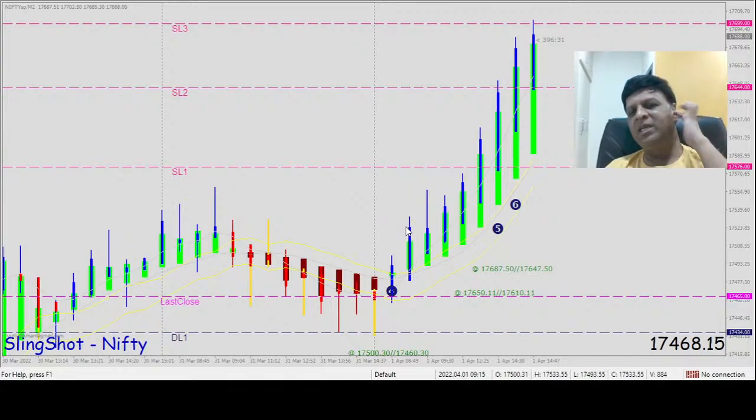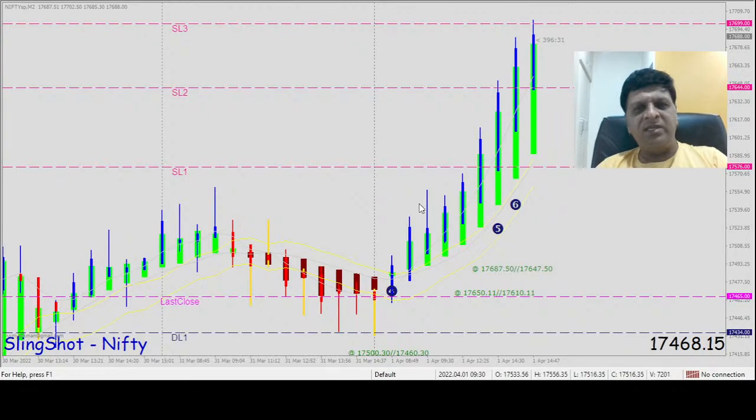In 2 specific trades individually, one was initiated in the morning at 9:45, at 17500, and the second one was initiated at 3:05 p.m. in the evening, at 17650. So both of them have been captured and ridden to the end of the trade, guys.